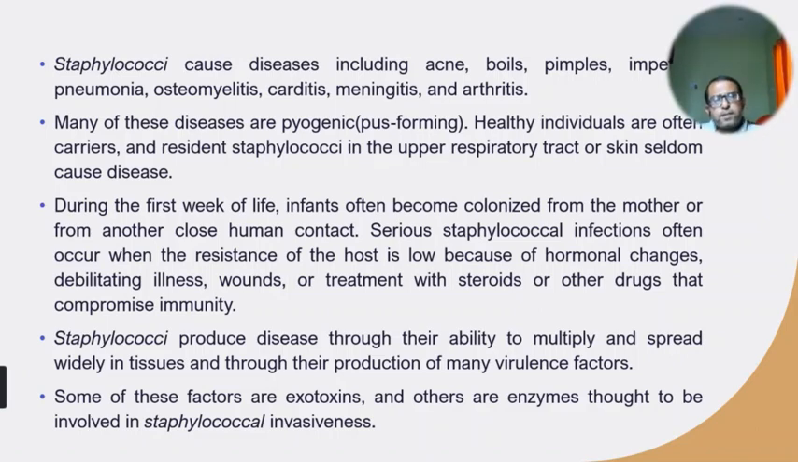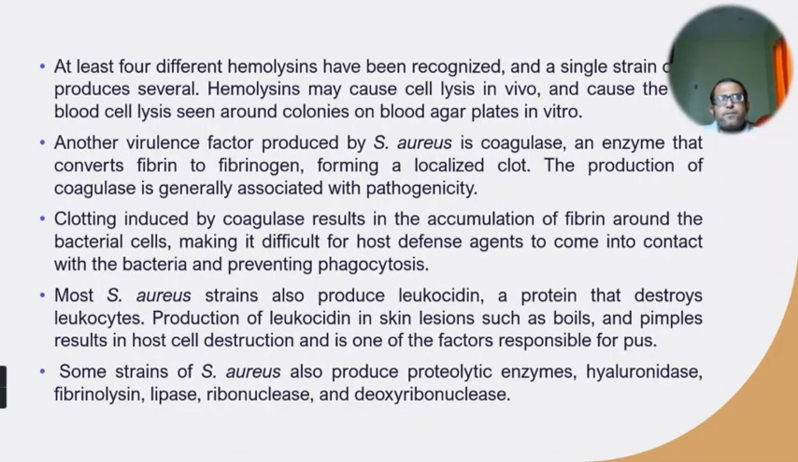Now, Staphylococcus produces disease through its ability to multiply and spread widely in the tissues, and also by producing many virulence factors. Some of these factors are exotoxins. Some of them are enzymes which help this bacteria to spread in the host tissues. Okay, now which are these? This bacteria produces 4 different types of hemolysin, a compound secreted by this bacteria, and this hemolysin can cause lysis of the RBC cells.